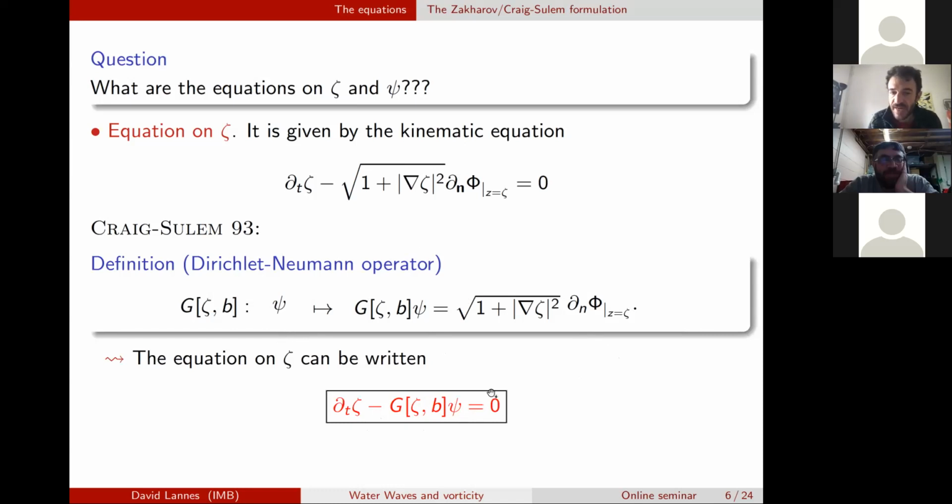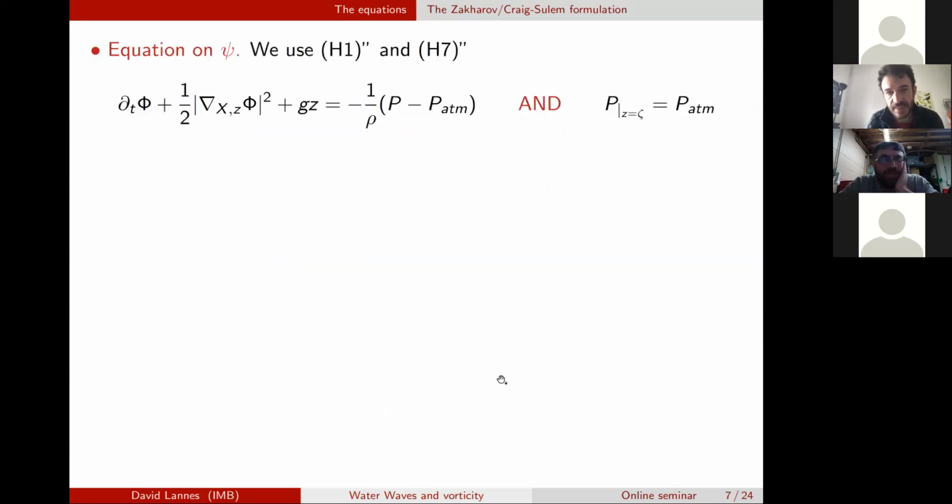So then you have to write Bernoulli equations in terms of psi. So I remind you that the Bernoulli equation was given by this. So this is in the whole fluid domain, but you also have a boundary condition on the pressure that at the surface P is equal to the atmospheric pressure. So if you take the trace of the Bernoulli equation at the surface, this pressure term will disappear, and you will obtain that the trace of all these quantities is equal to 0. So this is a trace of the Bernoulli equation at the surface.